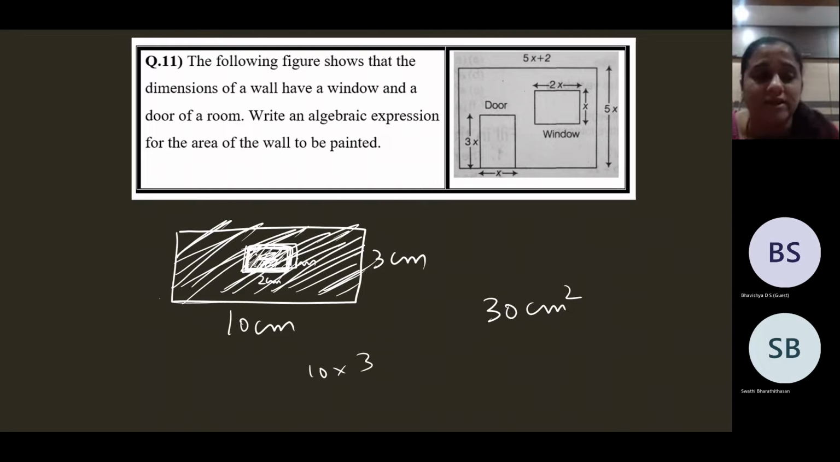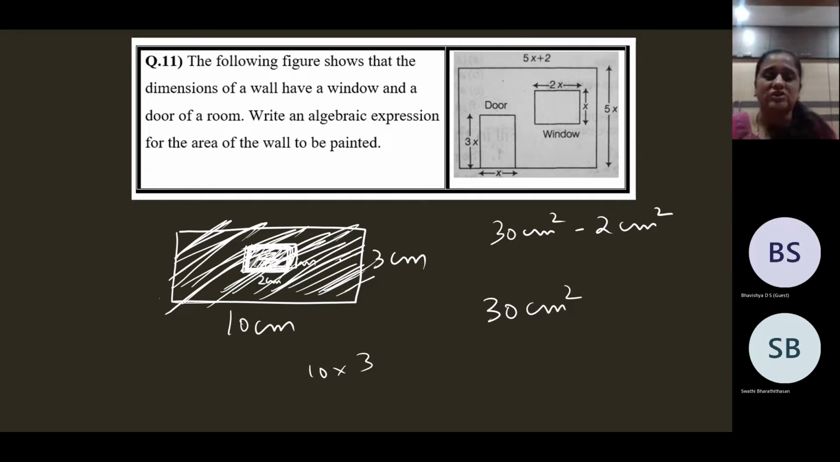Only you know that the formula doesn't know that there is a rectangle missing in the middle. So you should know that 30 centimeters square is the area of the full thing, but this one is not there. So 30 centimeters square minus 2 into 1, 2 centimeters square. So the area of the paper which you actually have is 28 centimeters square. Yes or no? Yes, ma'am.